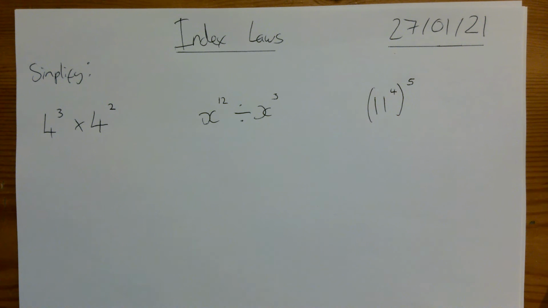So this first one we have is simplify 4 cubed times 4 squared. So what I'm not looking for here is just one number. Okay, what we're looking at today is the power laws. So I'm going to look for a final answer that is 4 to the power of something. I don't need to actually work out the number answer, as it were.